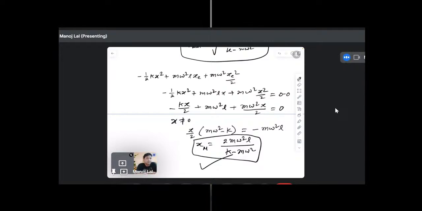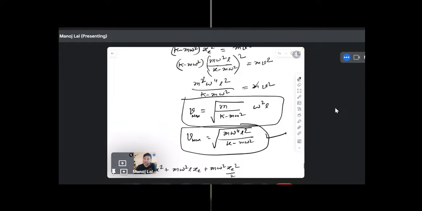So you got the maximum elongation and you got the maximum velocity, and this idea is very clear to you. The velocity is maximum when the bead passes through equilibrium, and it is also clear to you that at the extreme position the velocity is zero, and that is how we got the maximum elongation from work energy theorem. Now, let me come to the next option also.